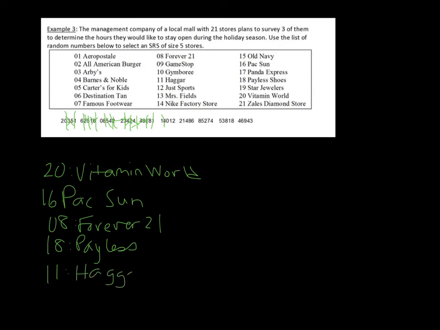So this is an example of a way that you can use random numbers to find a good sample. This is a completely randomized sample. So it's a simple random sample.